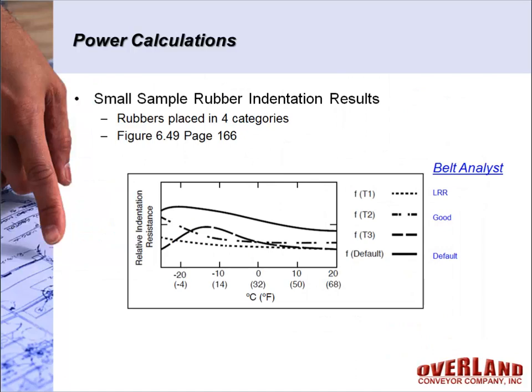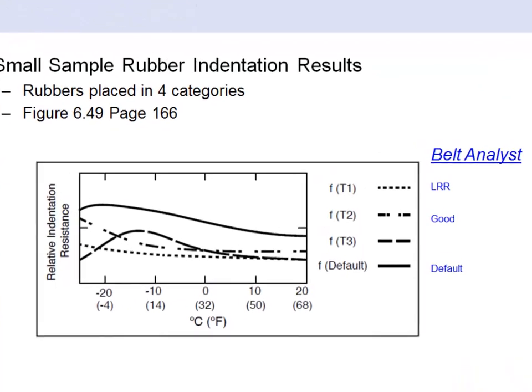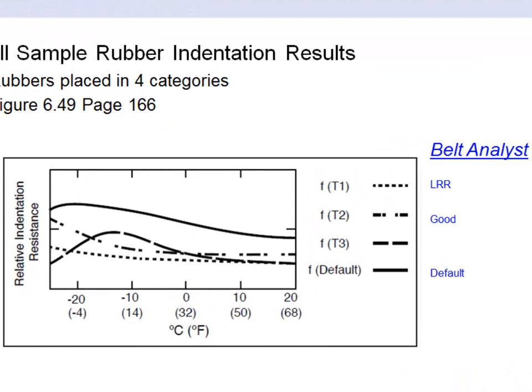CEMA has provided us 4 categories in the new book of rubbers that we can use in our predictive calculation methods. These are shown here in figure 6.49 from page 166 in the book. First of all, the default rubber, the solid line, hopefully matches up with some of the old calculation methods in the CEMA 6 book. But we have 3 new categories. We have T3, T2, and T1, as the book calls them.